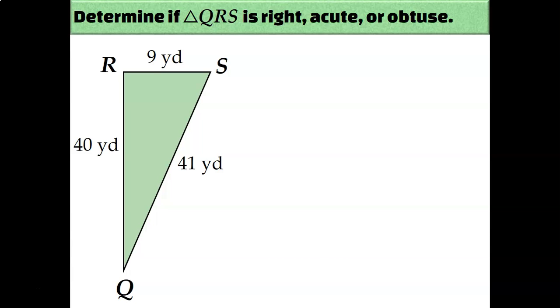Our goal is to determine whether this is a right triangle, an acute triangle, or an obtuse triangle. To do that, we need to identify which sides are a and b and c. We don't have a hypotenuse in this situation because we don't know if this is a right triangle or not. Instead, c is just the longest side, which is 41 yards for this diagram. So 9 and 40 are a and b, and 41 is c.